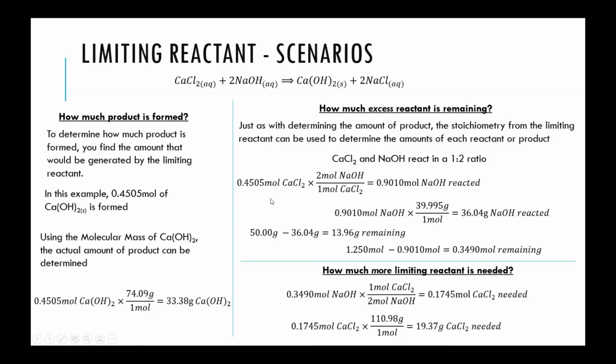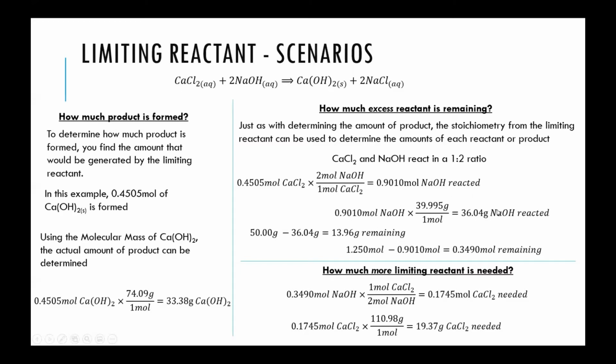When you multiply this out by the ratio, for every 1 mole of calcium chloride, it will react with 2 moles of sodium hydroxide. And you're trying to cancel out this moles of calcium chloride, so that's going on the bottom. So you're multiplying it by 2. So 0.4505 moles of calcium chloride will react with twice as much sodium hydroxide. So that will react with 0.9010 moles of sodium hydroxide.